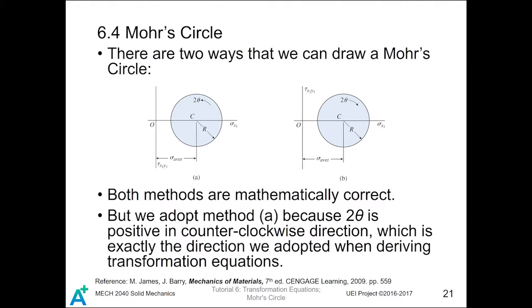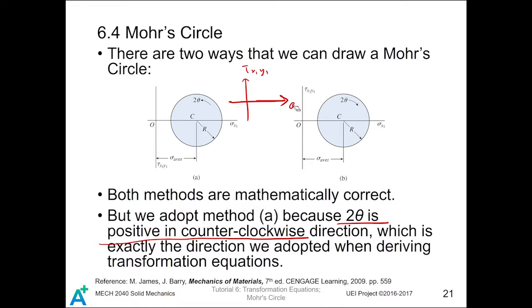For a Mohr circle, there are two ways that we can draw it. One is the ordinary coordinate system, something like sigma x1 and tau x1y1. However, we seldom use this in the solid mechanics course. It is because 2 theta is positive in the counterclockwise direction, as what we defined at the beginning. It is exactly the direction we adopted when we derived the transformation equation.